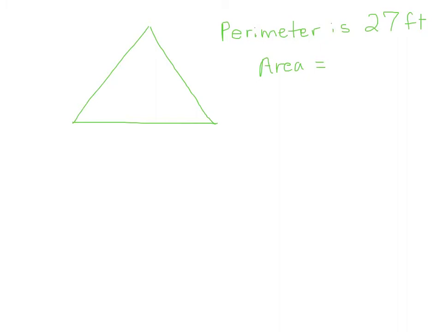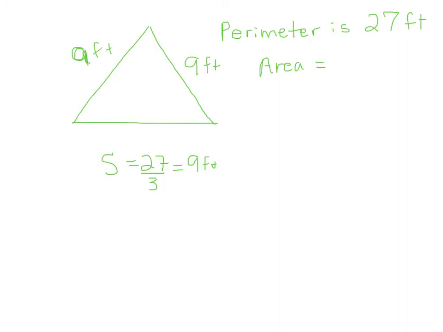Well, I know from the triangle that the sum of all the angles is 180. And also, if all the sides add up, that's the perimeter. Since the perimeter is given to me, I know that all the sides are equal. So to find the length of one of the sides, the perimeter equals 27, and I can divide it by 3. So the length of the side is 27 divided by 3, which is 9 feet. Each one of these sides is 9 feet.